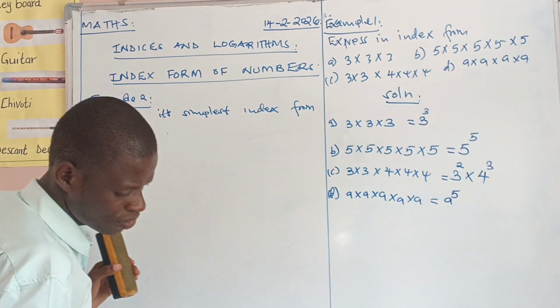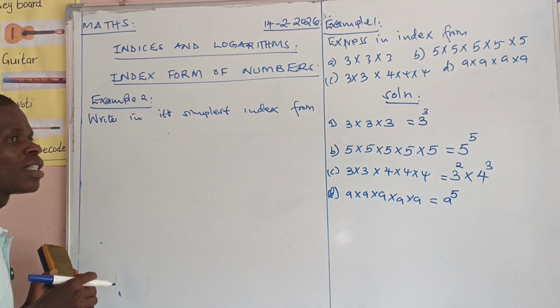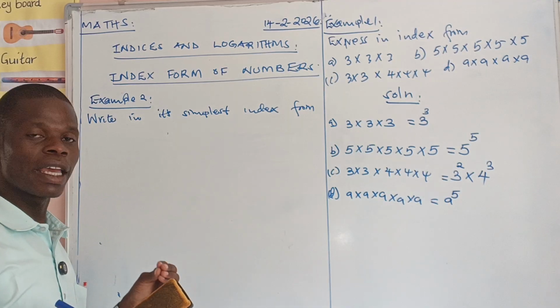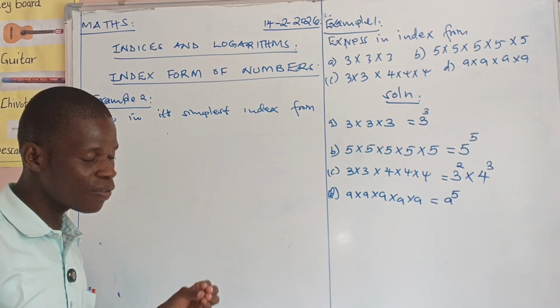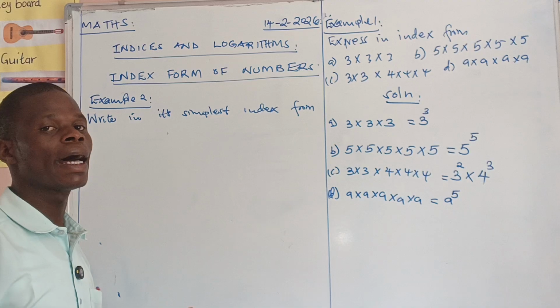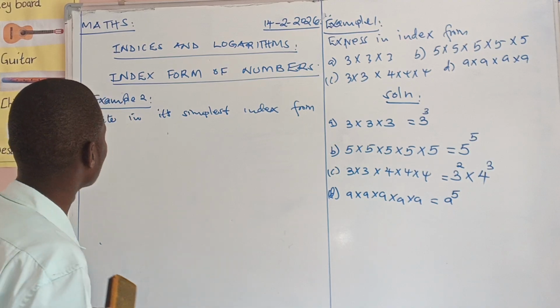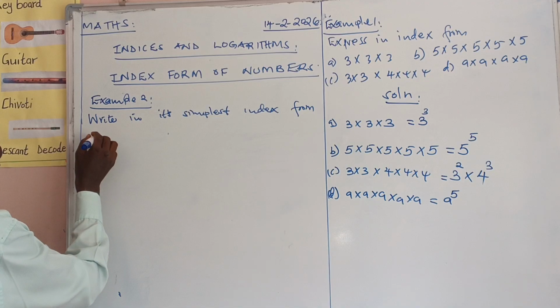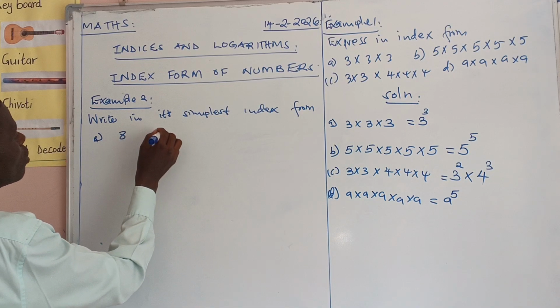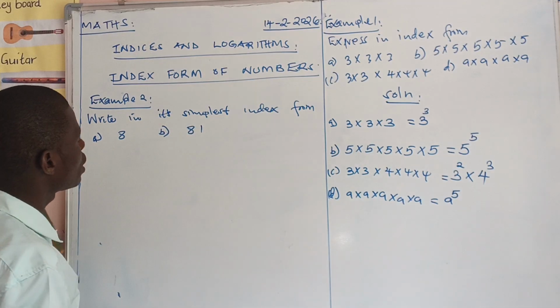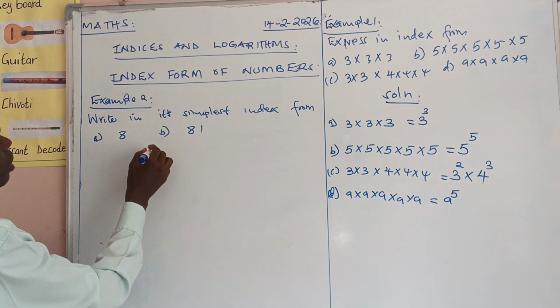So here we have "simplest", meaning that we have to ensure the factors we are going to multiply are prime factors. As simple as that. Prime factors. So A we have 8, B we have 81.